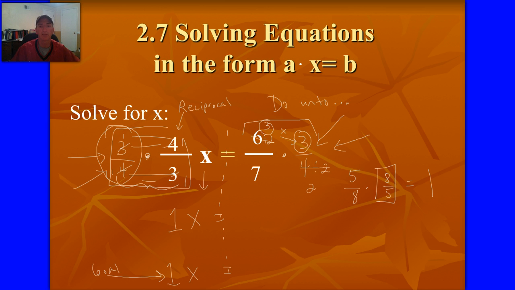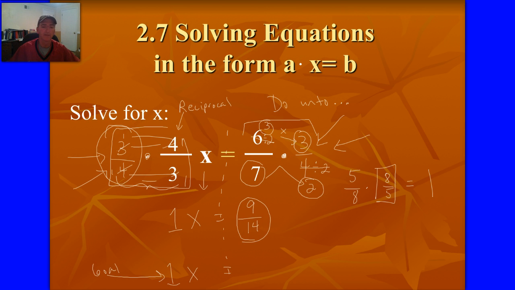Remember, multiplying numerator times numerator is 9. 7 times 2 is 14. It's 9/14. That is my answer.